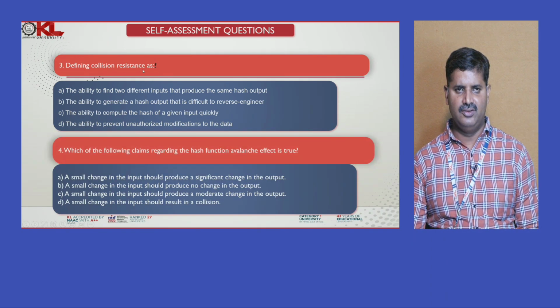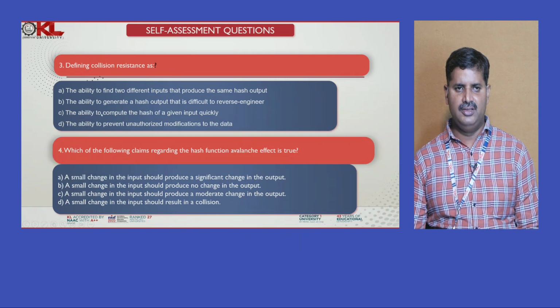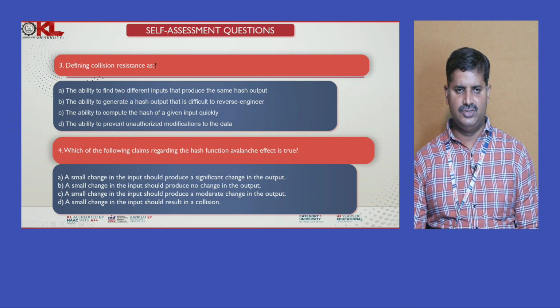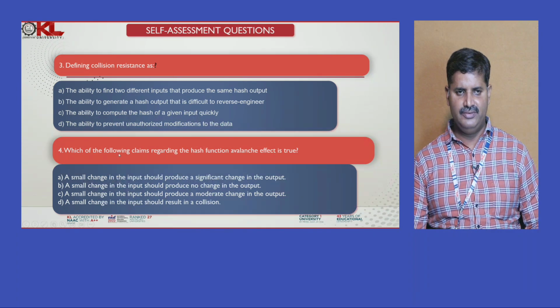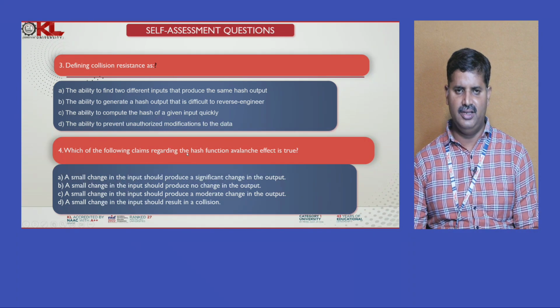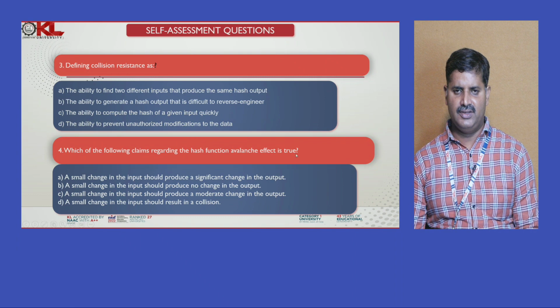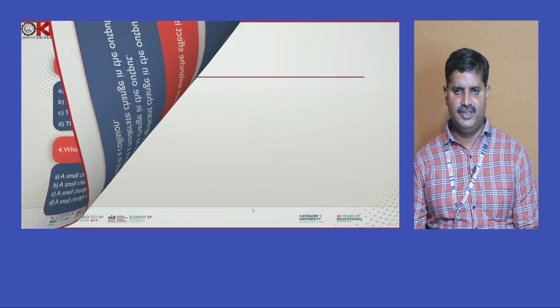Coming to the self-assessment questions, there are two questions. One is defining collision resistance as the ability to generate a hash output that is difficult to reverse engineer. The fourth objective type question is which of the following claims regarding the hash function avalanche effect is true. This is to be designed so that a small change in the input should produce a moderate change in the output.